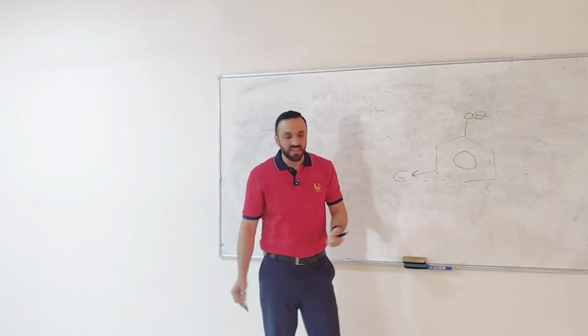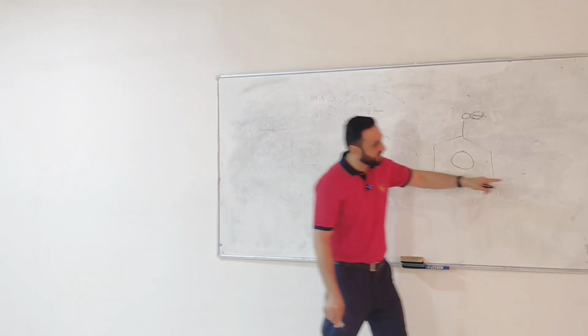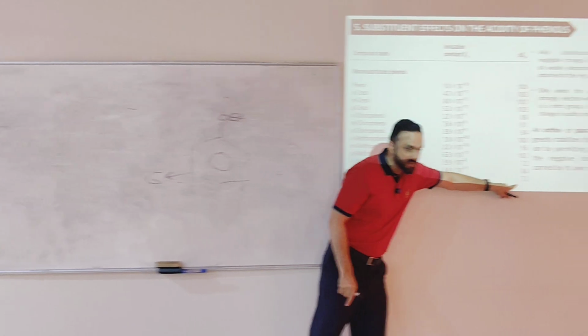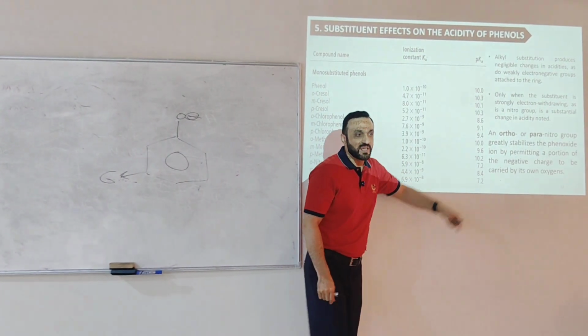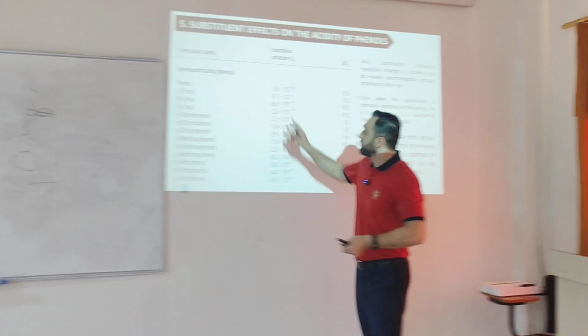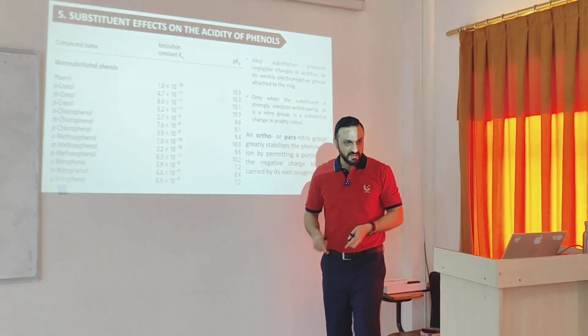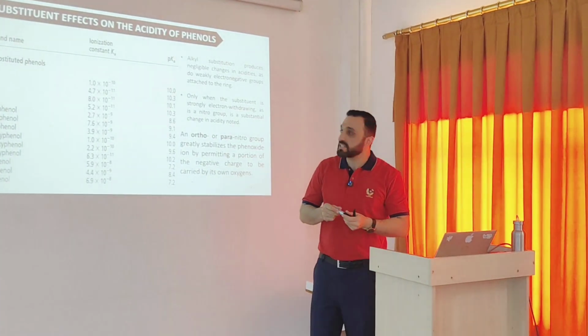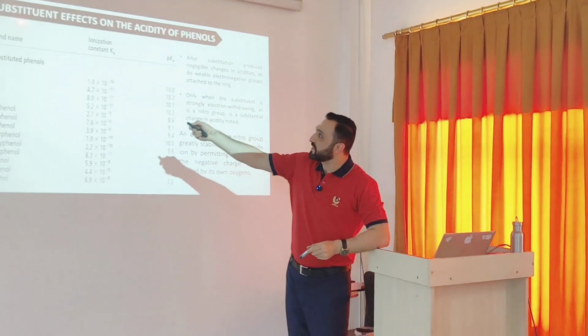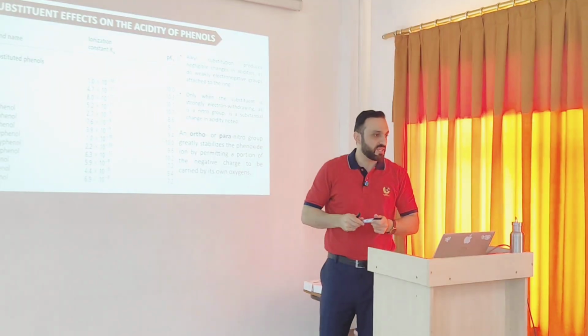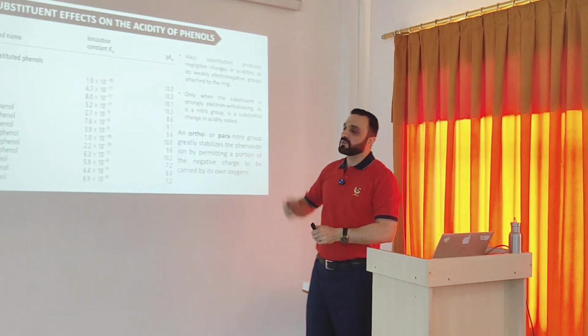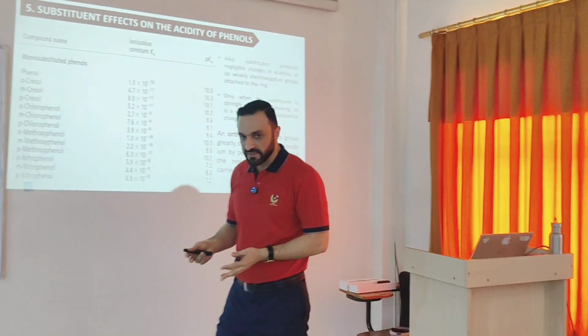Increase the stability. That means it will be more acidic. Look at the nitro. How much? 7.2. That means it is more acidic than phenol itself. Okay? This is the effect of the substituent. This is our subject: substituent effect, the effect of a substituent on the acidity of the compounds.